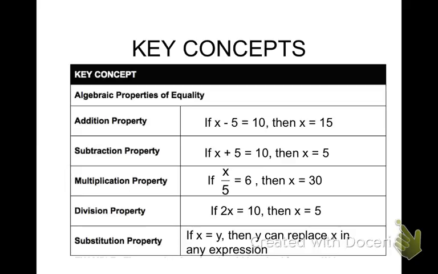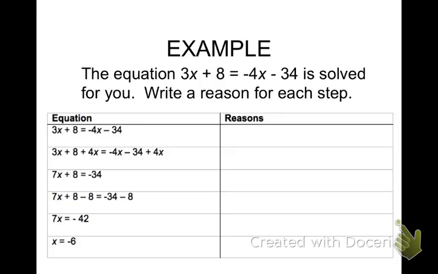So we have an example of a 2-column proof right here given to us. The left side is already filled in, so we need to come up with the right side. So again, 2 columns, column 1, column 2, hence why it's called a 2-column proof. You make your T-chart, you label the left and the right. So we have the equation 3x plus 8 equals negative 4x minus 34. We want to write the reason for each step.